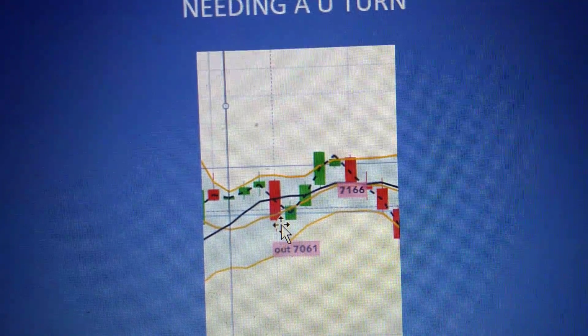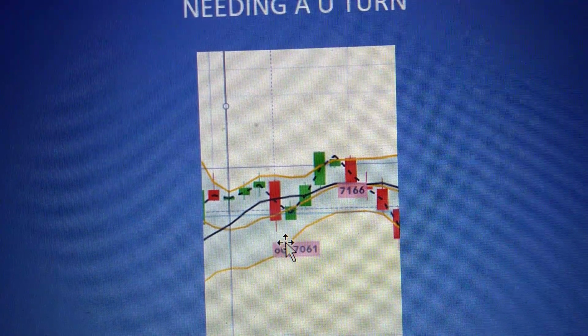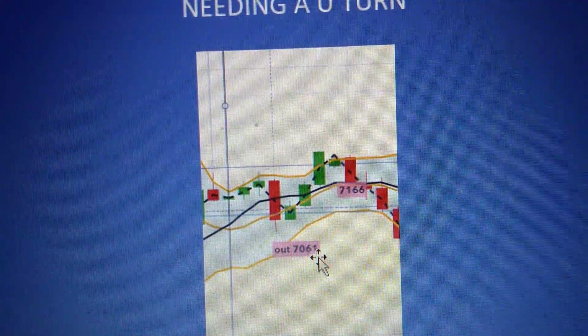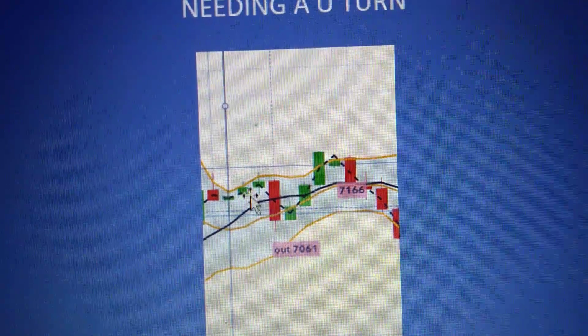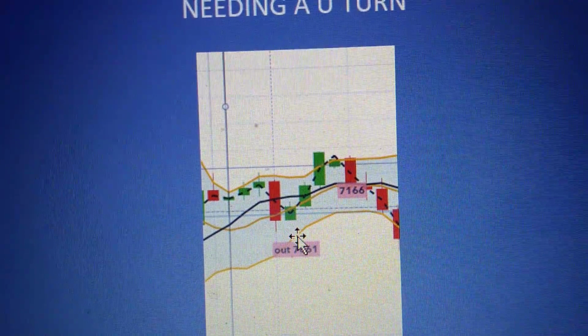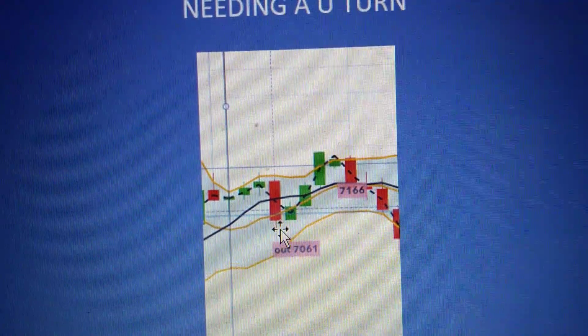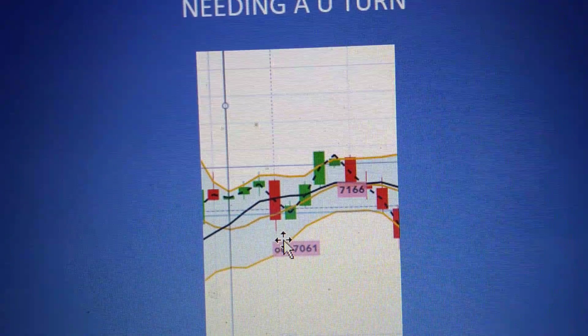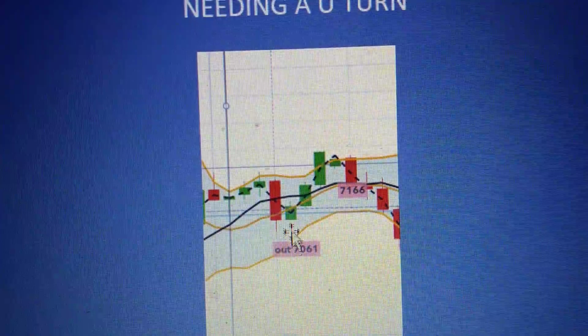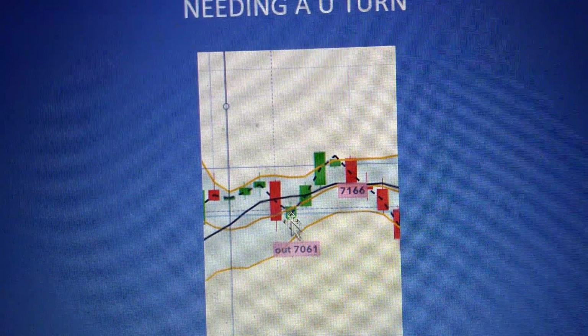When you get here, you're going to note that it does not hit the other side of the band. It looks like a sell, and you put in a sell, but guess what? It doesn't do that. There's two ways to get yourself out of a situation like this. One is plain old get out.